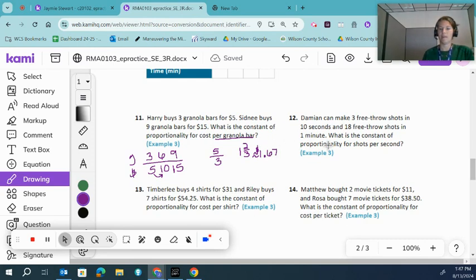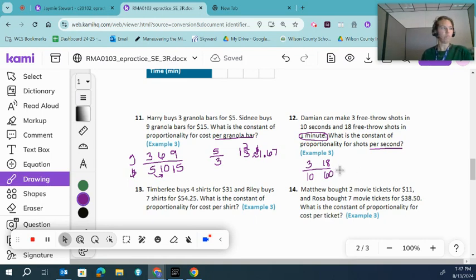Okay, number 12, let's take a look. Damien can make 3 free throw shots in 10 seconds and 18 free throw shots in 1 minute. What is the constant of proportionality for shots per second? Okay, so I'm going to change this 1 minute to 60 seconds. So I have 3 free throws in 10 seconds. I have 18 free throws in 60 seconds.